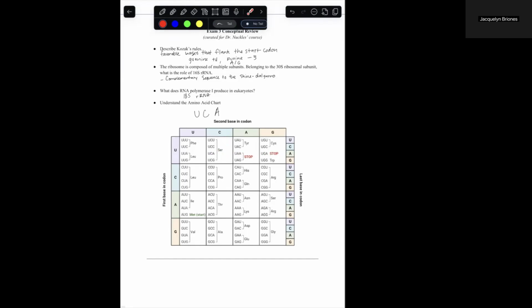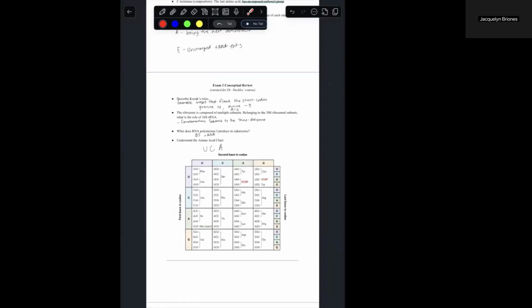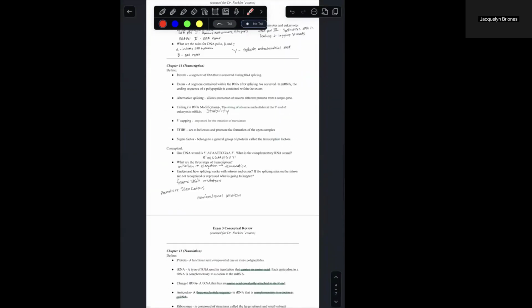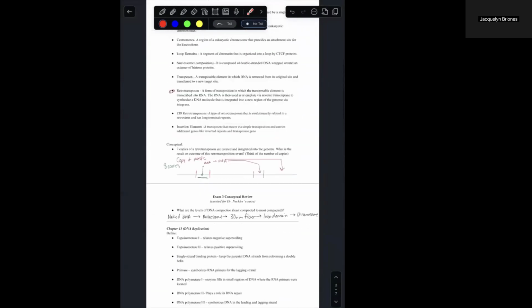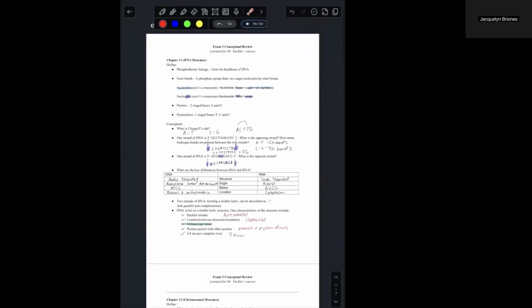So just know how to use this. Practice it a couple of times. I know it seems like common sense, but you'd rather practice it and get it right than lose points on an exam. But anyways, if you have any questions, just let me know.